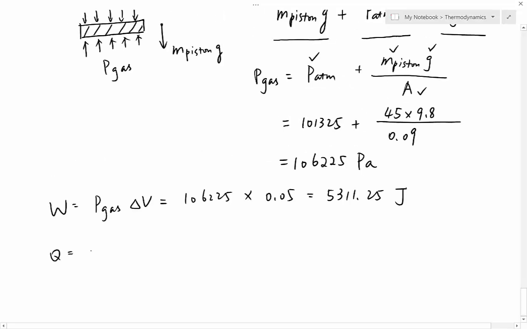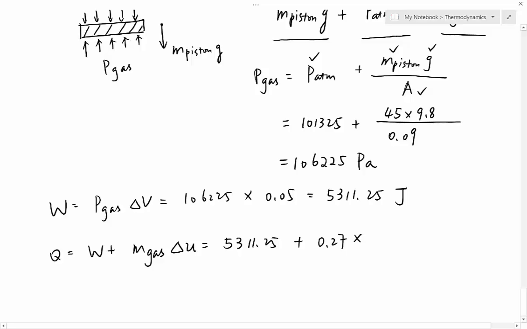Q is equal to W plus mass of the gas multiplied by delta lowercase u of the gas. Okay, W, work, is 5,311.25, and it's SI unit, so that's good. Plus mass of the gas. Mass of the gas is 0.27 kilogram, SI unit, multiplied by delta U.